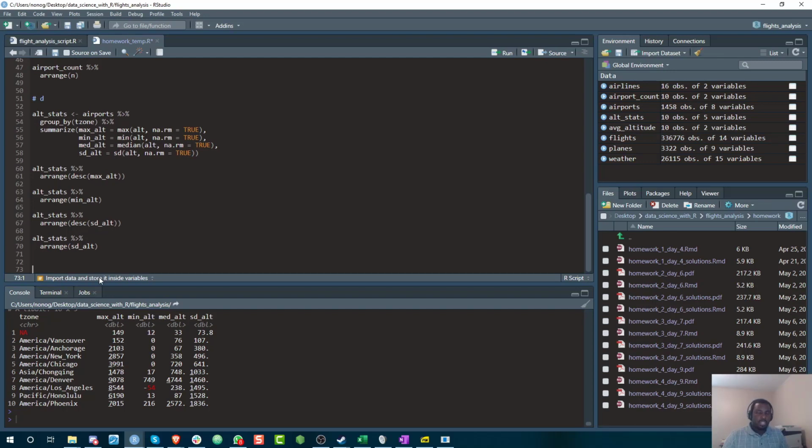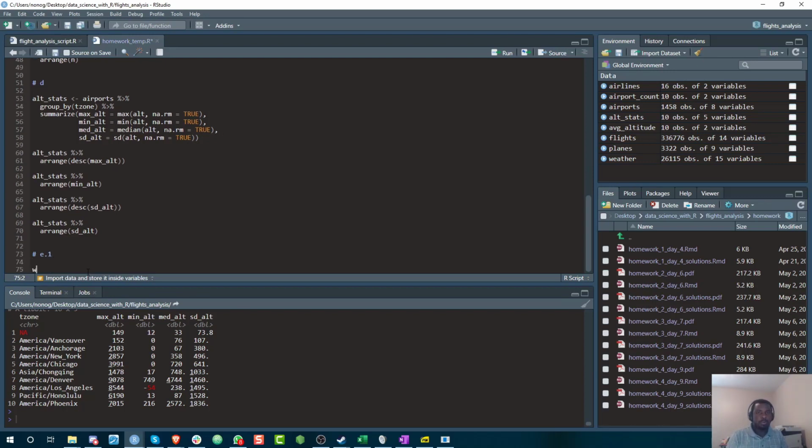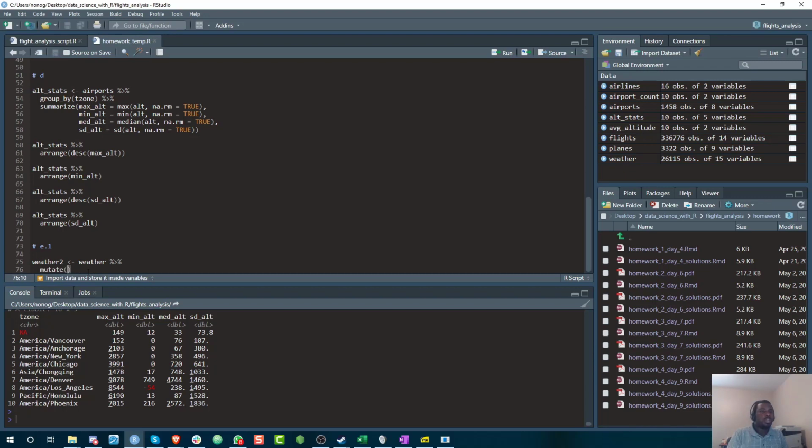Let's take a quick look at E. We have several E's actually. Add two columns to the weather data set, one in which the temperature data is converted to centigrades, and another one in which the wind speed data is converted to kilometers per hour. Of course, the best thing for us to do would be to save it in a variable. Let me save it in weather 2, something like that. So this is going to be weather, and because we are trying to add data, we need to use the mutate function.